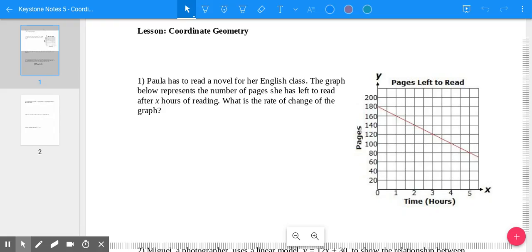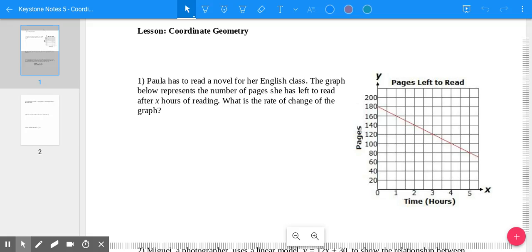Topic of the day today is coordinate geometry, and this is really going to focus on what we learned back in Unit 2. So our first question here is about Paula reading a novel for her English class. You can see on the right they've shown us a graph of the scenario here, and what it tells us is that the line represents the number of pages she has left to read after X hours of reading. The question is being asked of what is the rate of change for this graph.